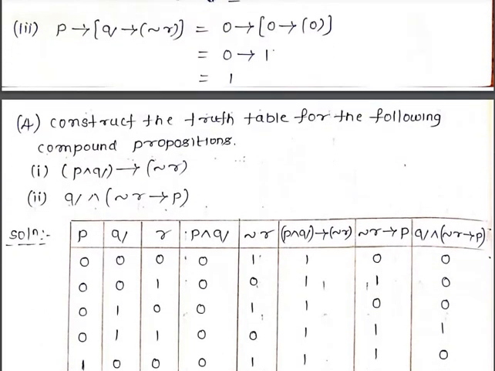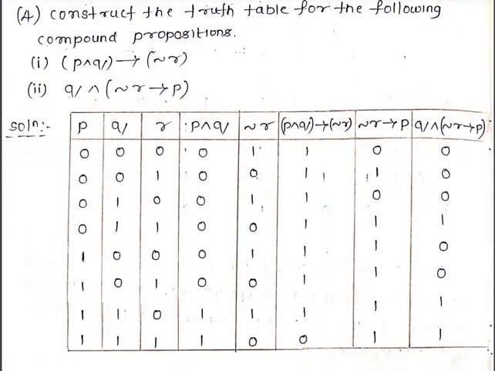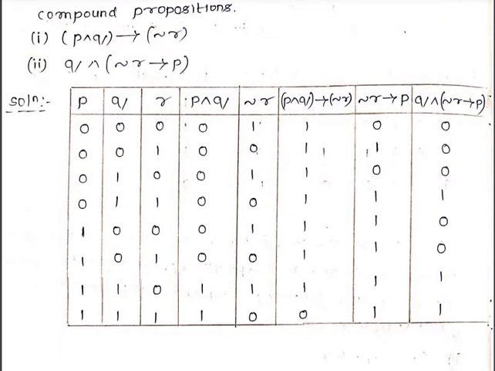Let us move to the next problem. Construct the truth table for the following compound proposition: P and Q gives negation R. Okay, so we'll solve for this. We have 3 variables here, therefore we take P, Q, R. The number of rows is 2 power the number of variables. Since we have 3 variables, 2 power 3 is 8, right? So it will be 8 different truth values.